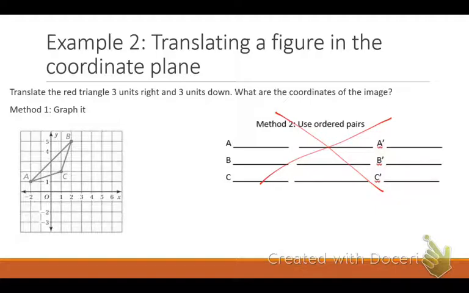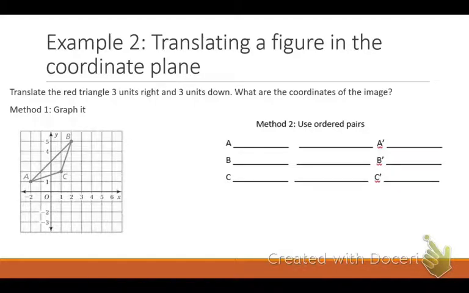All right, so what do I mean by this? We see what shape is on the graph. What shape is that? That's a triangle. It has 3 points, okay? And we have some instructions here. It says to translate the triangle 3 units right and 3 units down. Here's the question. What are the coordinates of the image? Now remember, the image is the new figure after the transformation has happened.